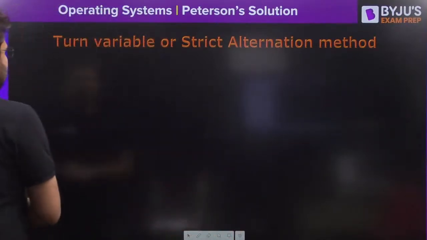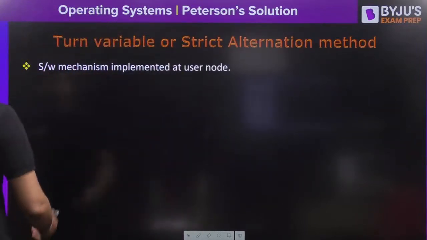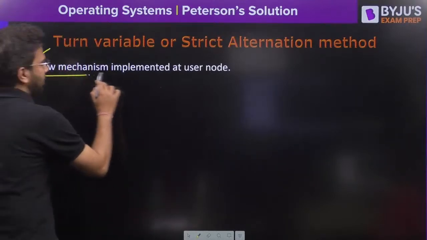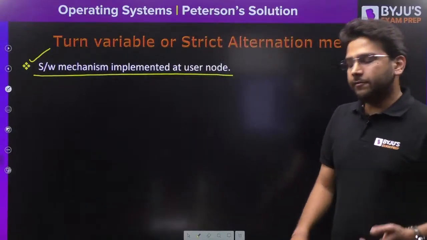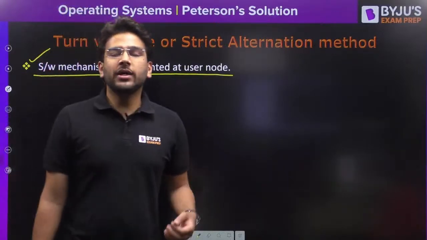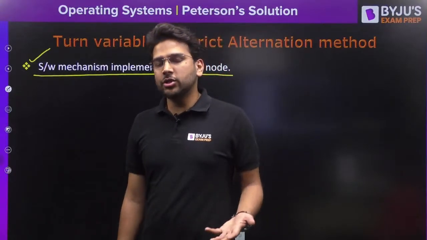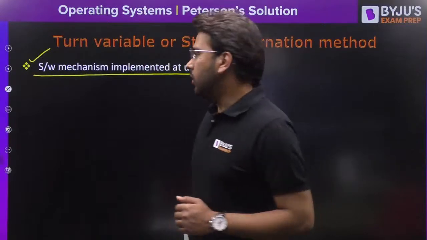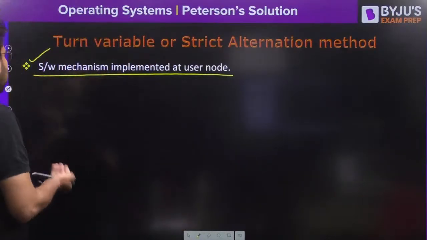So guys, let's start turn variable or strict alternation method. So first of all, this is also a software mechanism implemented at user mode. In the previous classes, I have explained that if we propose any synchronization solution and it is software based, we can say it is architectural neutral. It will follow the fourth condition of a synchronization mechanism, that is architectural neutral. Architectural neutral means it is platform independent, it is not based on any platform.